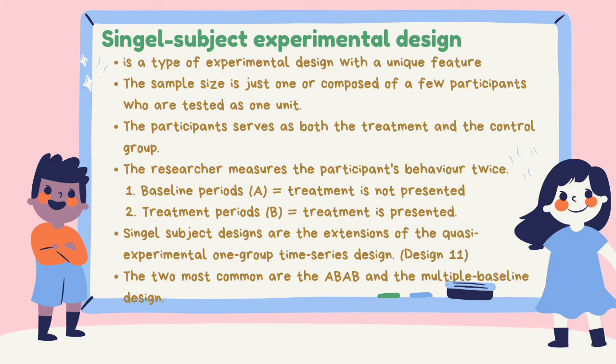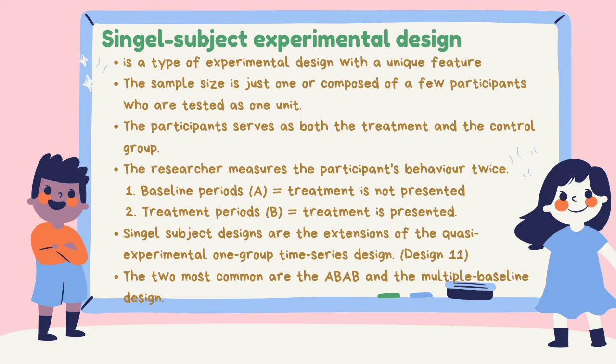The next is single-subject experimental design. Single-subject experimental design is a type of experimental design with a unique feature. The sample size is just one or composed of a few participants who are tested as one unit. So there can be no random assignment or use of control groups. The participants serve as both the treatment and the control group.